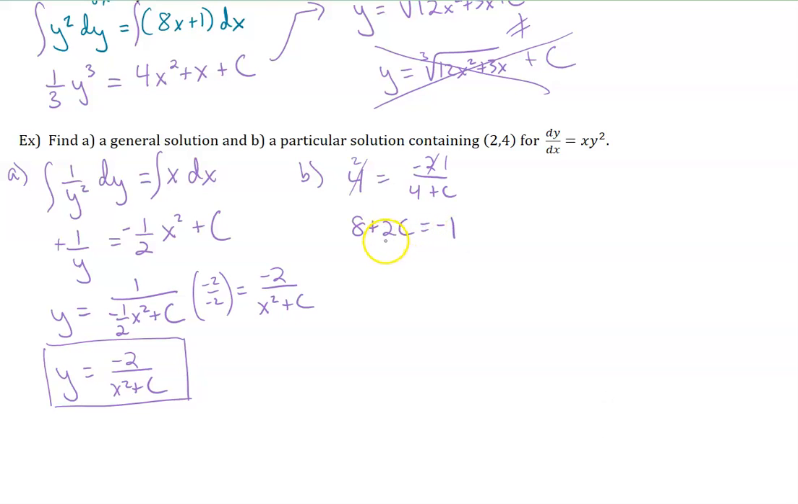Now, you might notice that I did not leave this in terms of c. As soon as I've plugged an ordered pair in for x and y, then that c becomes locked. It has a value now, and so anything that happens to c has to be represented.